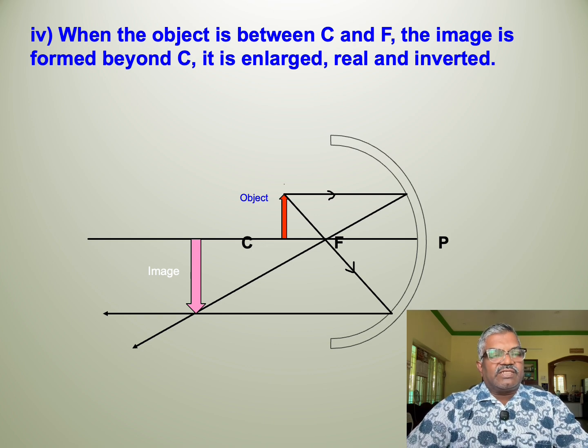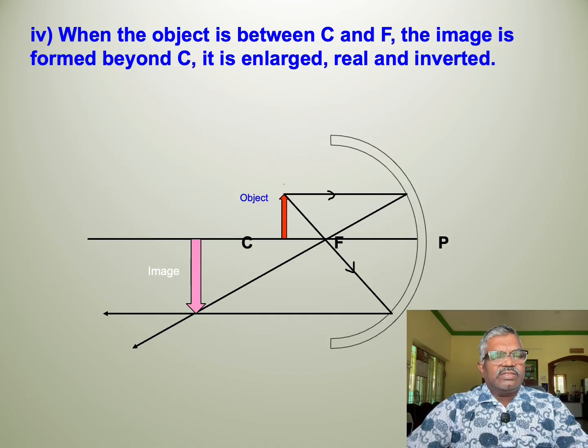Obviously the size of the image is more than the size of the object. Therefore it is enlarged. The image is enlarged and formed beyond C. So no need to learn, students, because it will form automatically. The image will form if you properly see the distances of CF and FP, properly mark them and properly draw. It will form automatically. So no need to learn the size of the object, the position of the object, image and all.